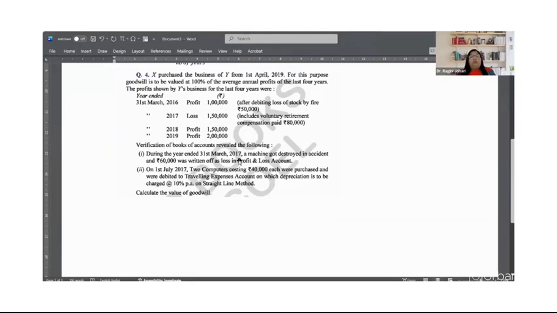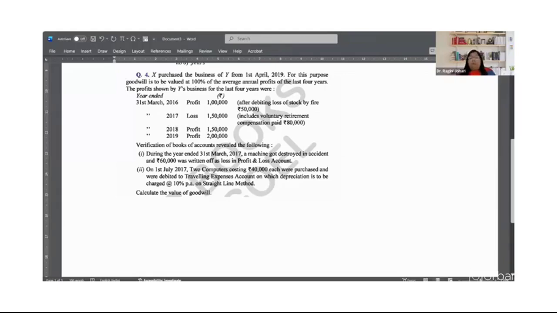During the year ended 31st March 2017, a machine got destroyed in an accident. 60,000 was written off as loss in the P&L account. On 1st July 2017, that is in this accounting year, 2 computers costing 40,000 each were purchased and one was debited to traveling expenses account, on which depreciation is to be charged at the rate of 10% per annum on the straight line method. So using all this information, we need to calculate the value of goodwill.